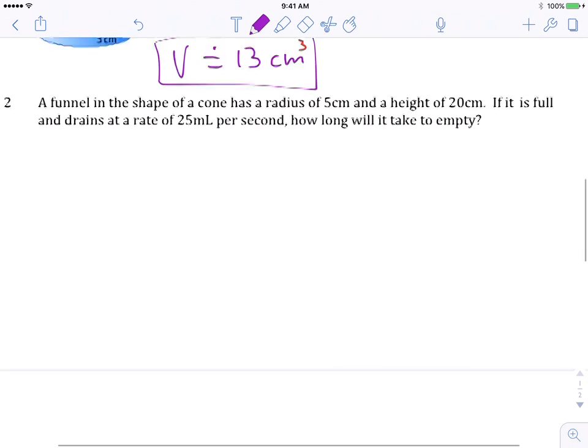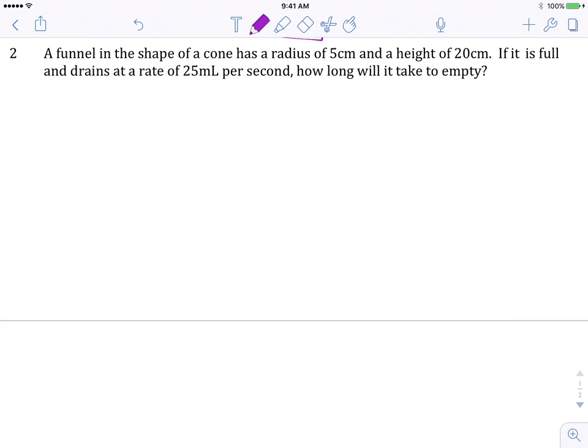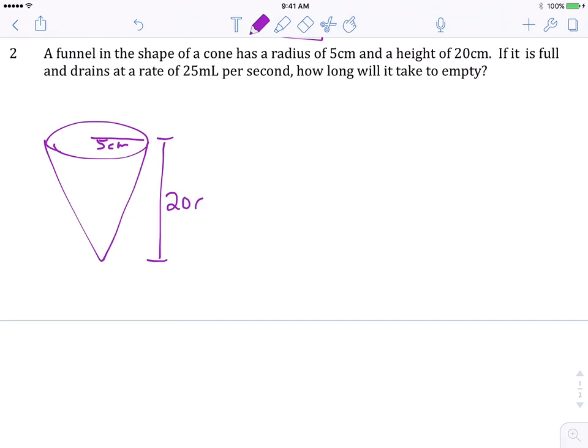A funnel in the shape of a cone, and we'll just kind of sketch this out. So here's a funnel in the shape of a cone, has a radius of 5 centimeters, so we know that's 5 centimeters, and a height of 20 centimeters. So from here to here is 20 centimeters. If it's full and drains at a rate of 25 mils per second, how long will it take to empty? You'll recall from last day I let you know that 1 cubic centimeter is equal to 1 milliliter.